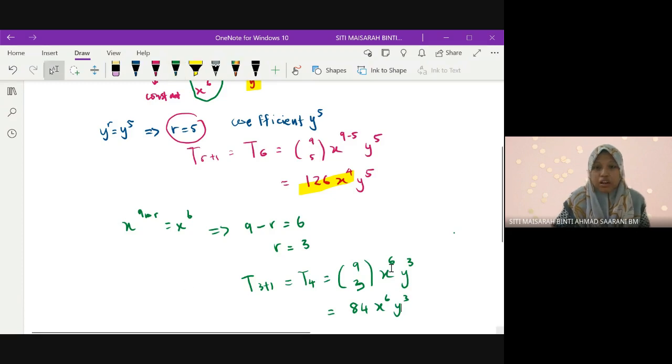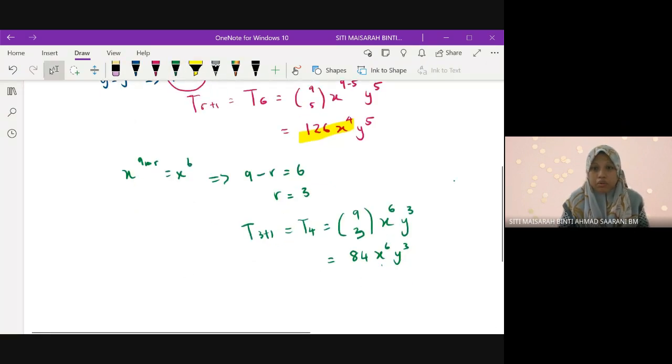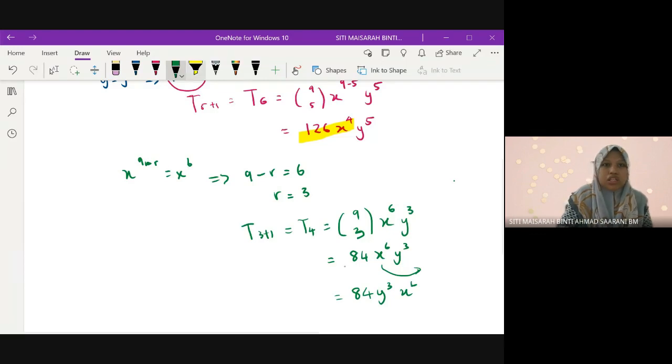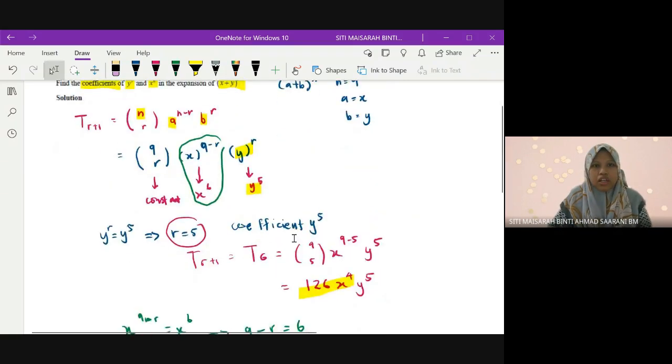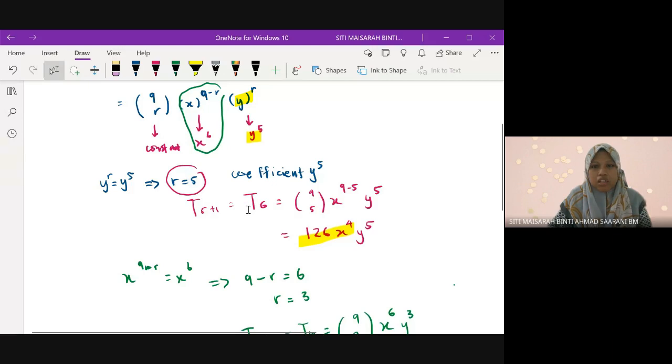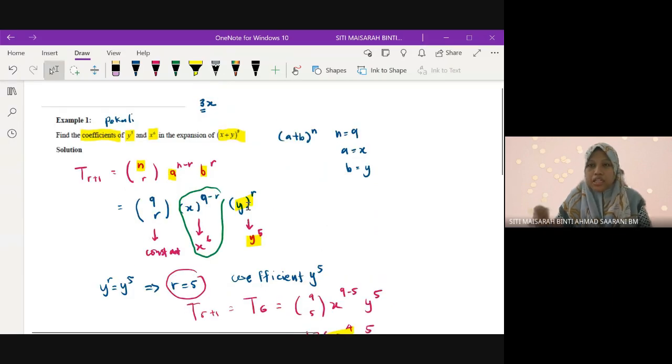Dia nak coefficient of x power 6. So jadi kita ubah x power 6 ni duduk kat belakang. So then 84 y cube x power 6. So jadi coefficient dia yang depan ini. 84 y cube is coefficient for x power 6. Macam tu lah. This is coefficient. Yang ni yang awak kena ingat, dia punya formula is T r plus 1 ya, bukan T r. T r plus 1. So awak jangan keliru kat depan ni lah. Kat depan tu dia akan tambah 1.